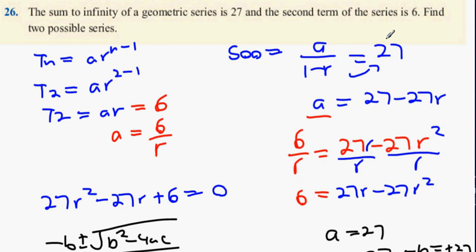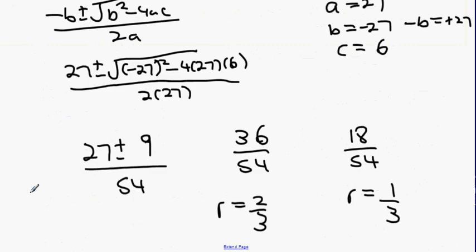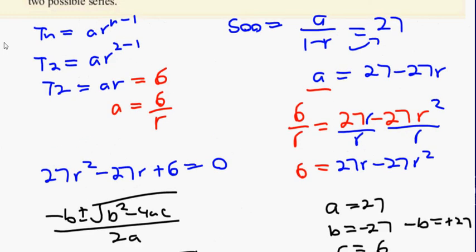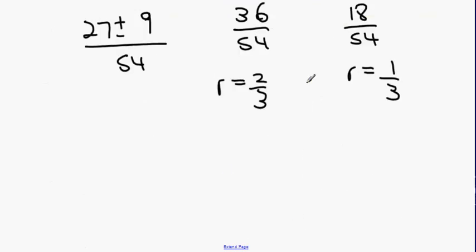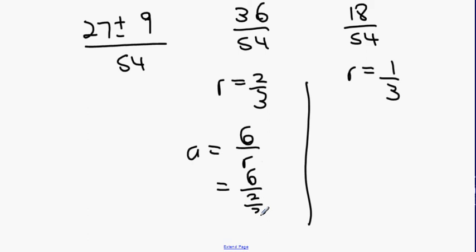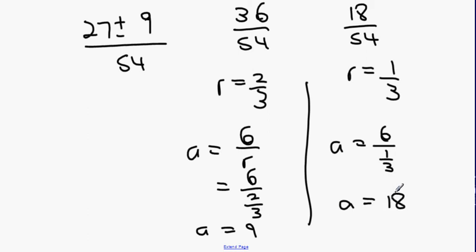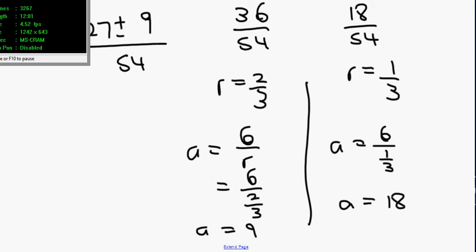Find two possible series, right? So the two possible series are r equals 2/3 and r equals 1/3. Now I have to find out the a values. So a equals 6 over r. So 6 divided by 2/3 is going to be an a value of 9. And then finally a equals 6 divided by 1/3 is going to be an a value of 18. So there's your two series there.